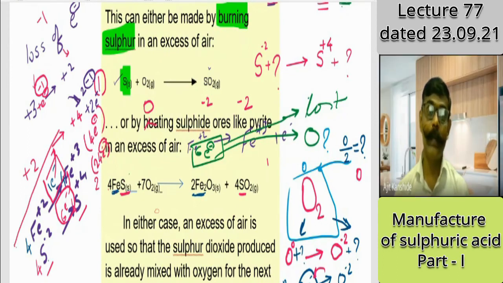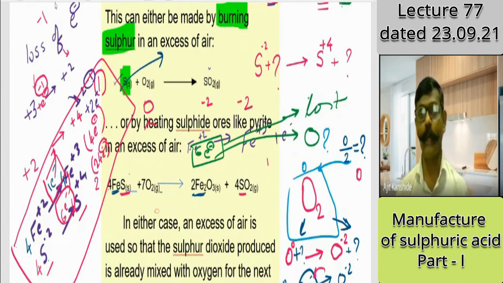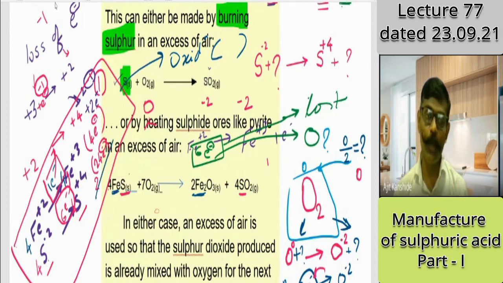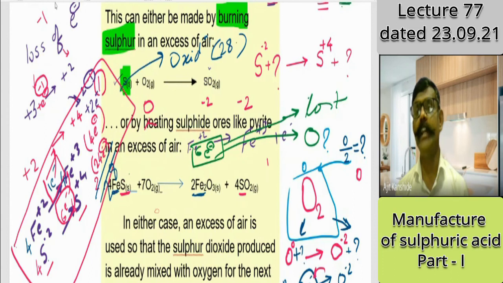And whatever reactions I put here, those are oxidation reactions. I'm talking about oxidation here. So in oxidation, the total gain is of how many electrons? 4 plus 24, how many electrons? It's a gain of 28 electrons. Could you understand oxidation and the electrons involved in it? Yes, sir. Okay, fine.